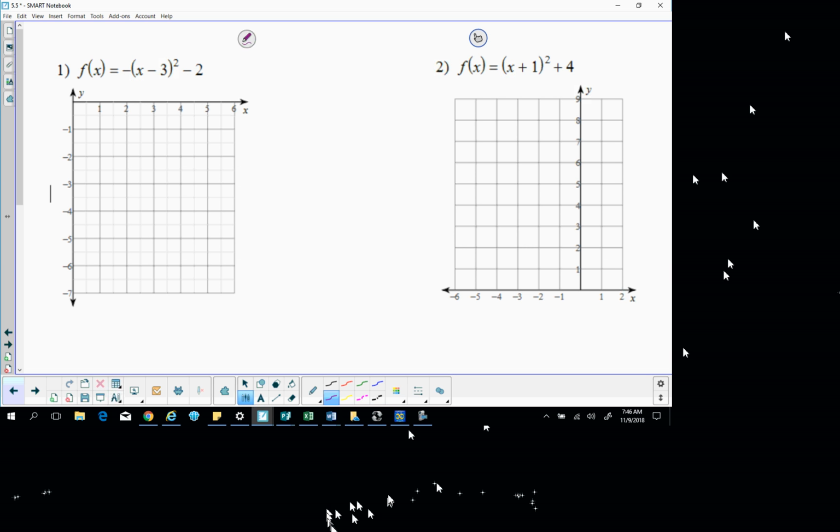So how many people would rather do it as a group, like a whiteboard game? How many people would rather just work on the packet and do drill and kill? How many people want to do the whiteboard game? I mean, how many people want to do just drill and kill in the packet? So decide what you want to do.